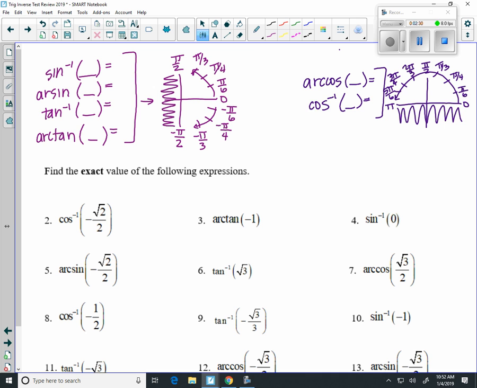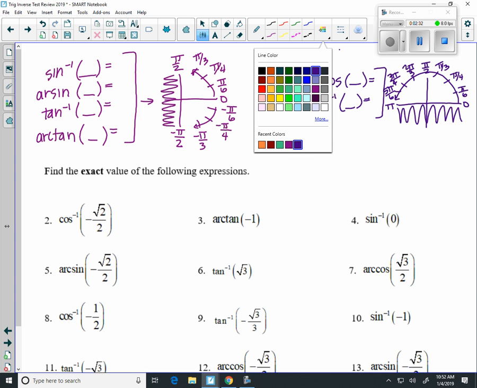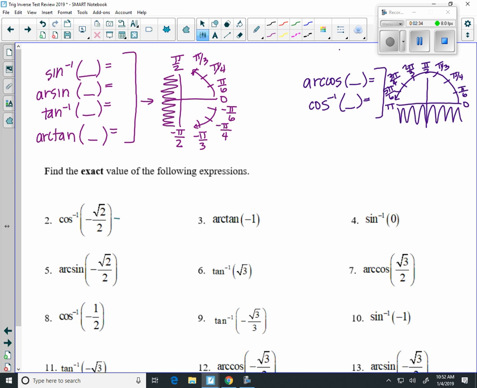So cosine inverse, or arc cosine, of negative radical 2 over 2. Remember, we said, think about this like a question. Where is cosine negative radical 2 over 2? Well, cosine is negative in quadrant 2, so that happens at 3 pi over 4. So remember, your value is in the parentheses here, and your answer is going to be the angle.